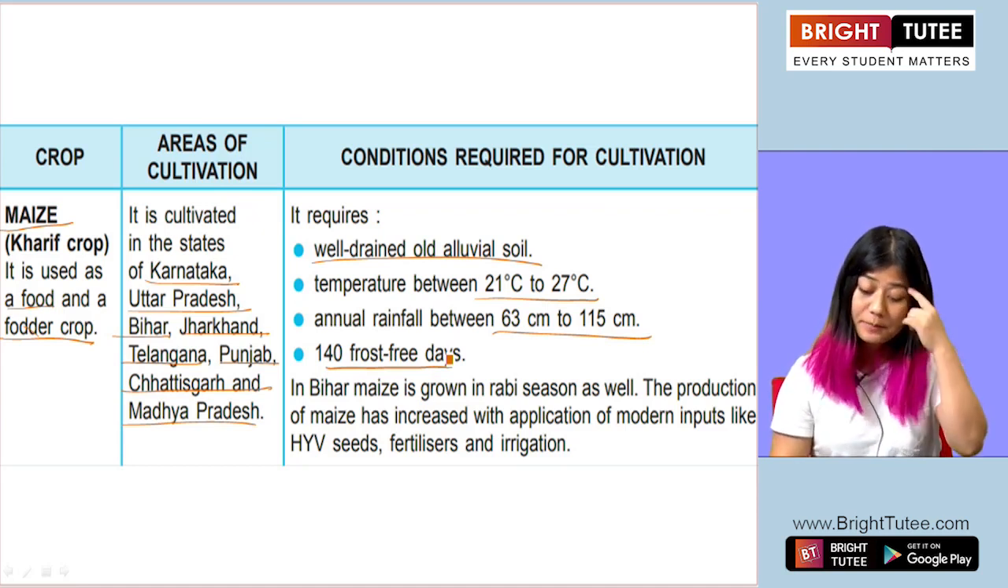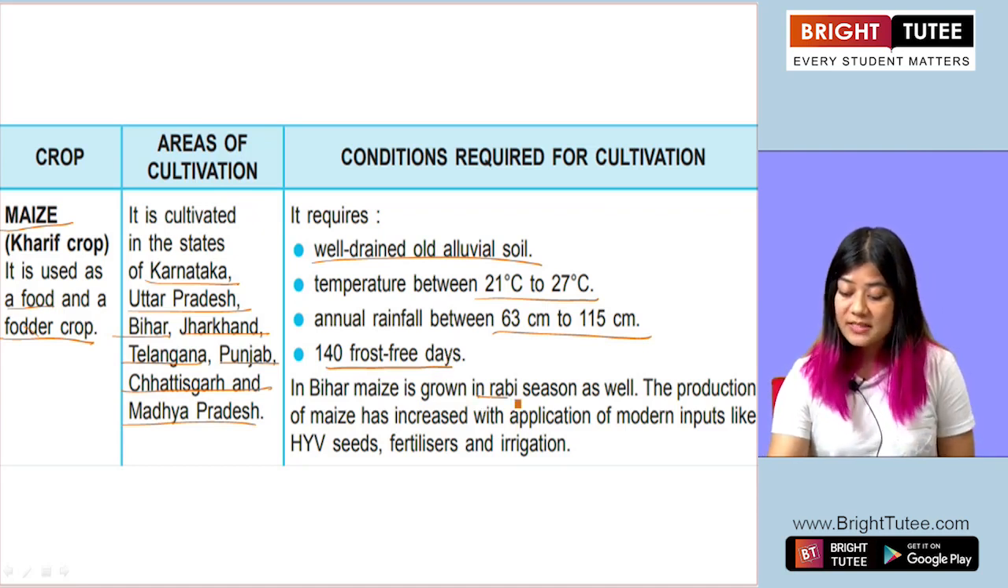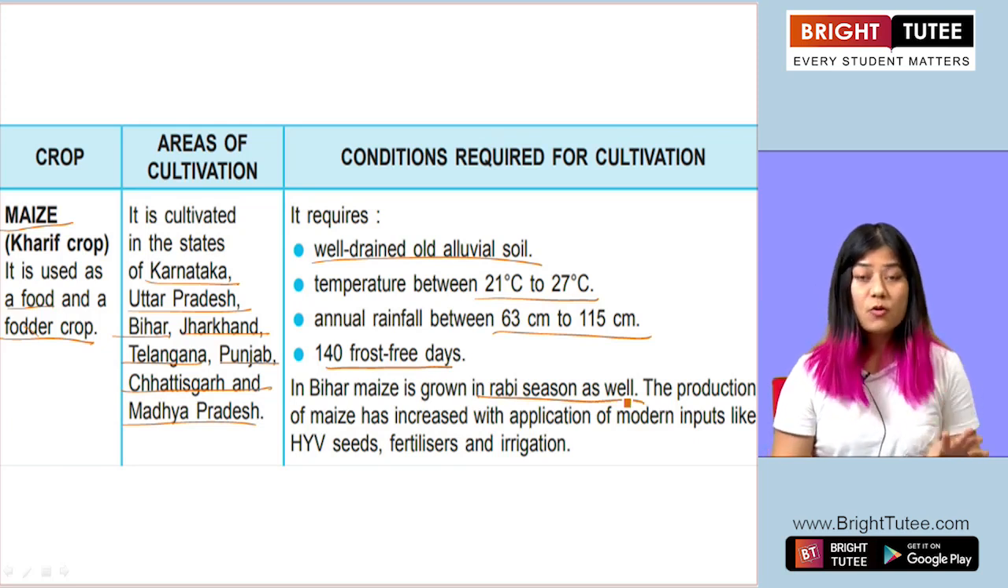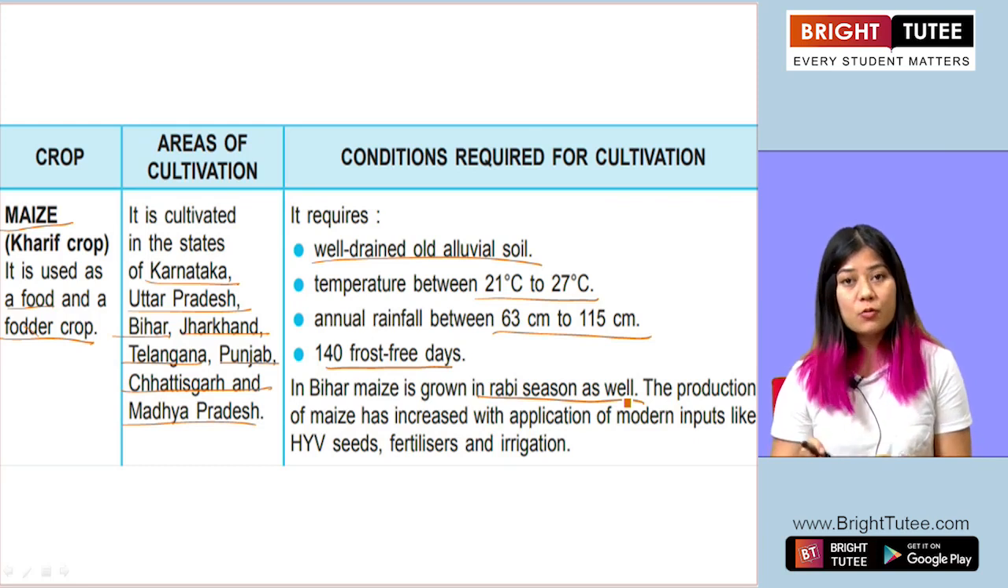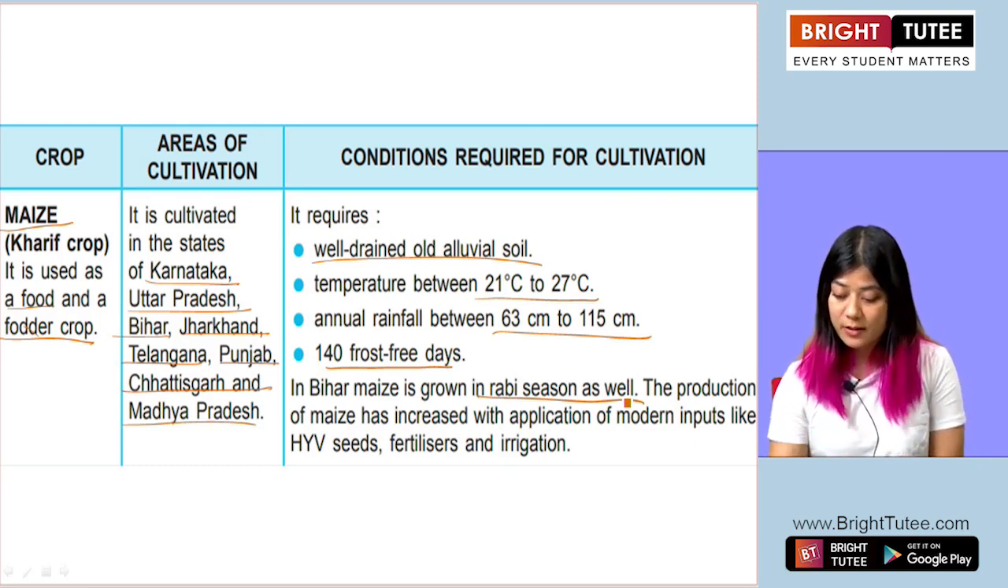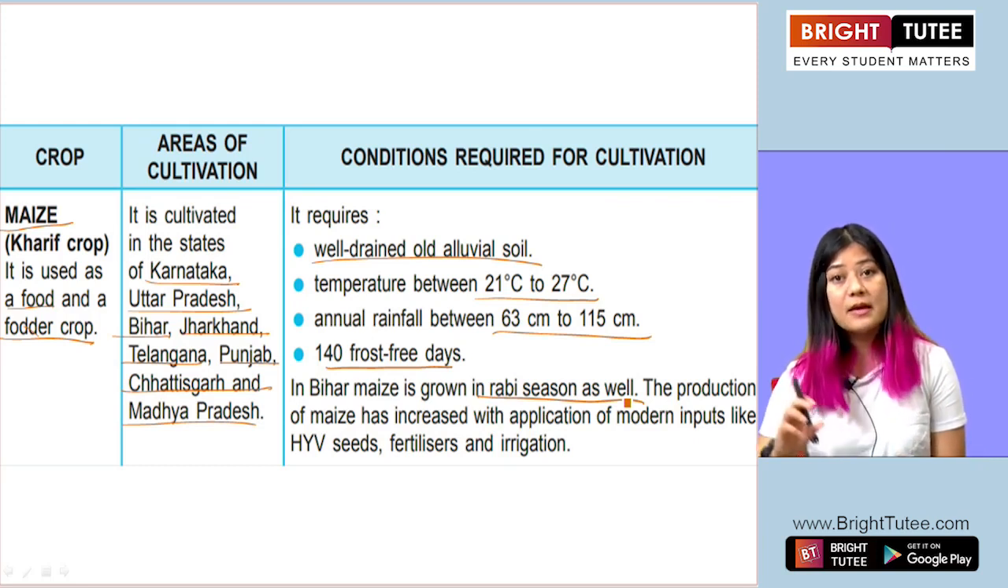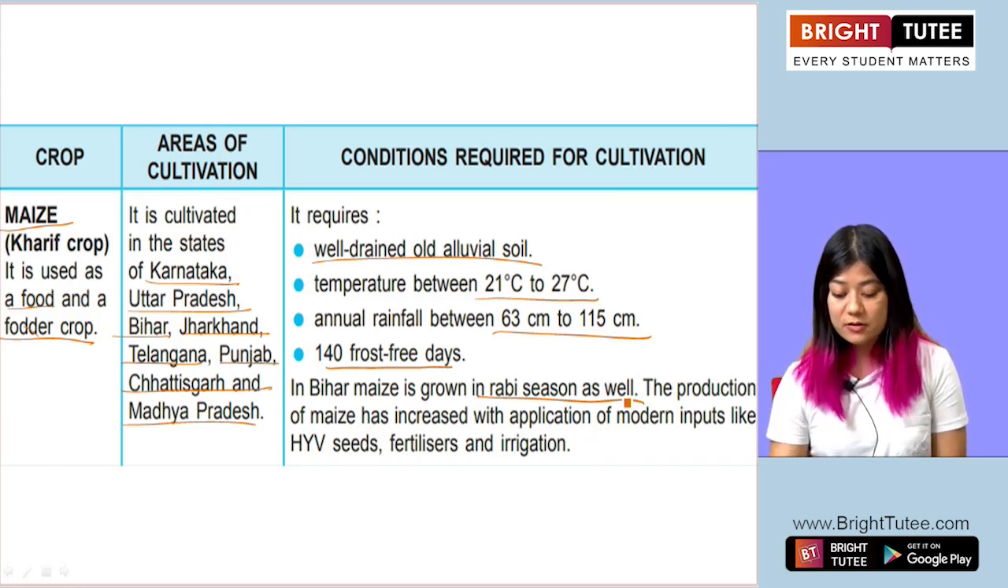In Bihar, maize is grown in the Rabi season as well. So we know maize is a kharif crop, but in Bihar it is sown during the Rabi season as well. So it is both a Rabi and Kharif crop in the state of Bihar.